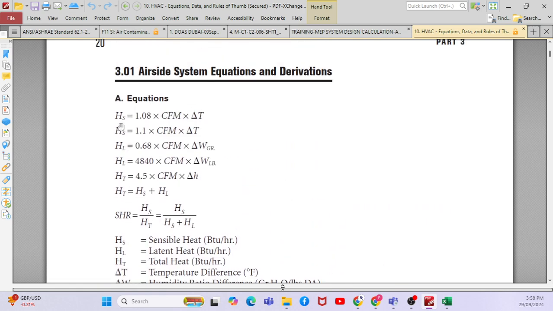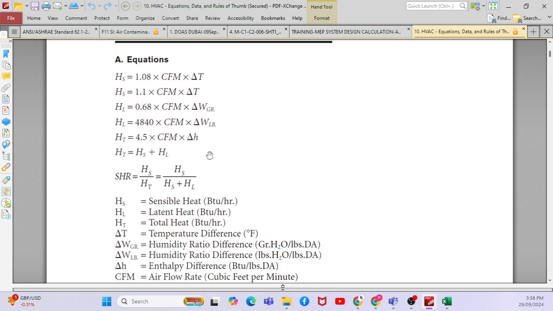So how to calculate sensible load? This is the equation: 1.08 multiplied by CFM multiplied by delta T. And how to calculate latent load? 0.68 multiplied by CFM multiplied by humidity ratio. If you want to calculate the total load, it is 4.5 multiplied by CFM multiplied by delta H. So these are the equations to calculate the sensible load, latent load, and total load. Everyone clear?